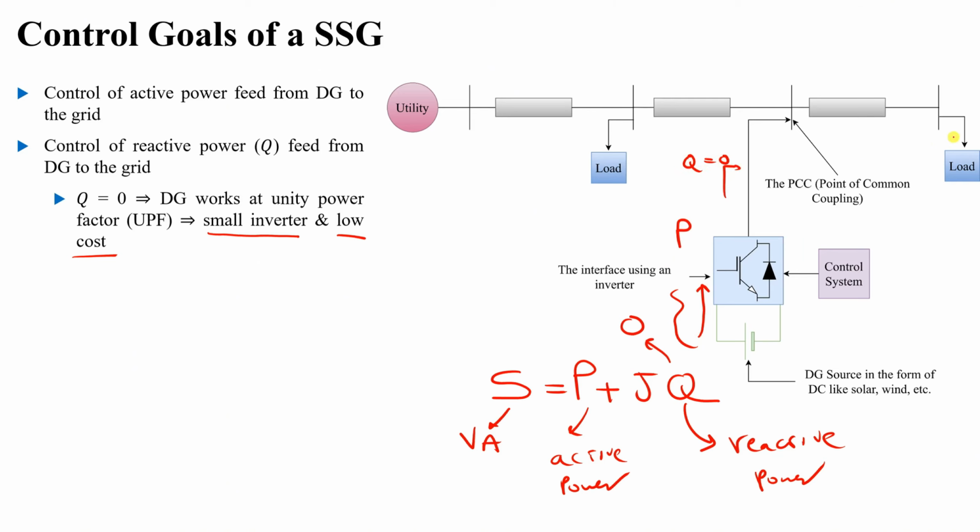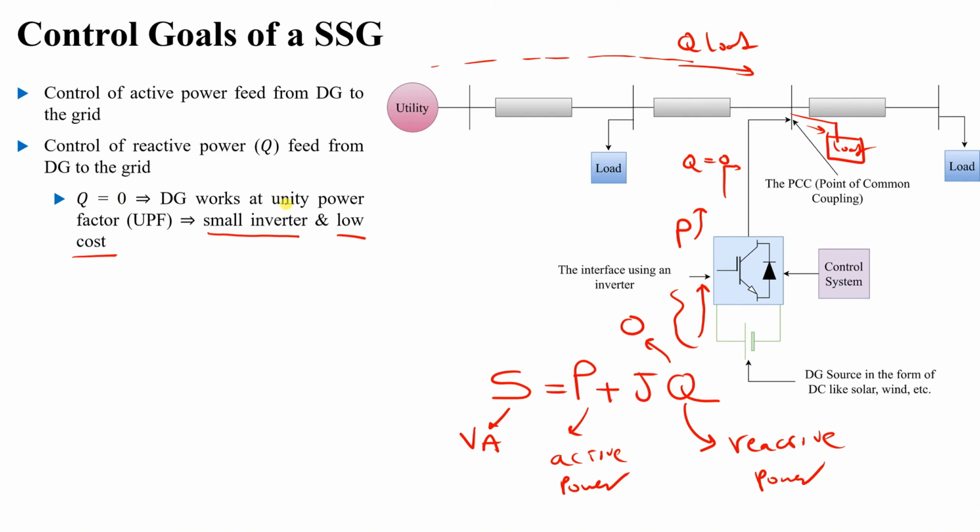Now if we have a load here, then our DG, or distributed generator, gives the active power P to the load, and the Q required by the load will come from the utility itself, right? So in this case, the DG will work at unity power factor as a generator. You can see zero reactive power coming from the DG, so it only provides active power, so it is working at unity power factor.